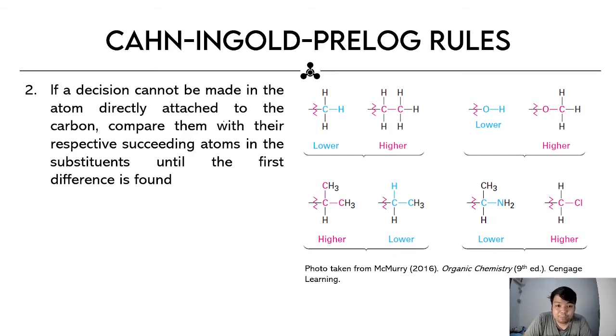So let's have this example here, a CH3 group versus an ethyl group. A methyl group, if this is the point of attachment, the first atom of attachment will be carbon. Same goes with an ethyl group. They do not have a difference. Since they are both carbon atoms, you move to the next atom. The next point of attachment for your carbon will be hydrogen.